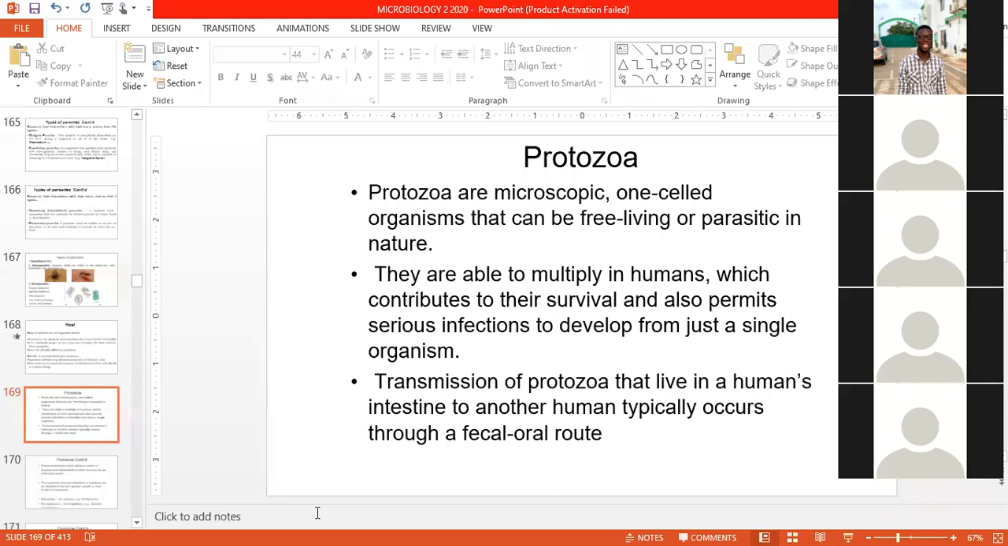Therefore, as they derive their shelter and nourishment from humans, their activities and inactivities leave debris. And this debris causes a serious issue for the human being. That issue is what we call the infection. Now, those protozoans that live in the intestine of the human being can only be transmitted from one host to another through fecal-oral routes.